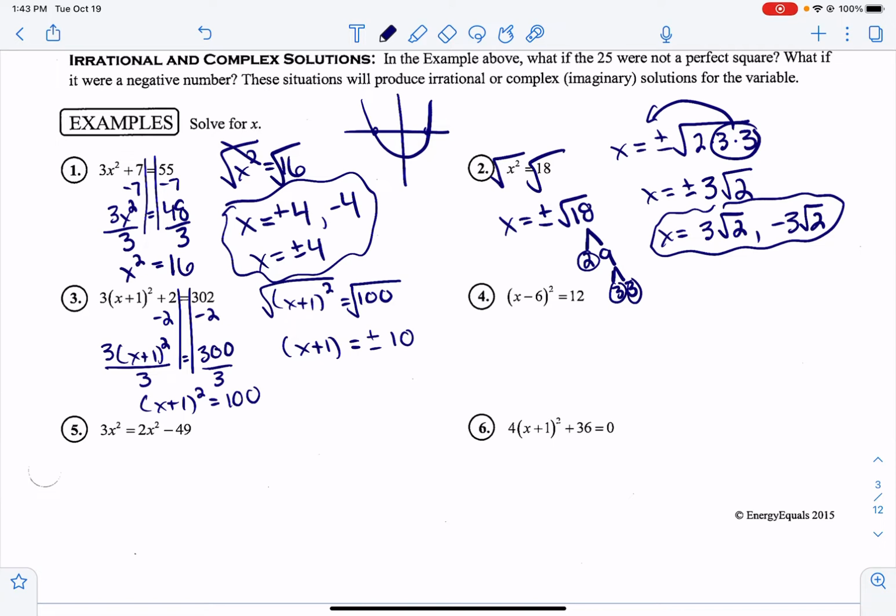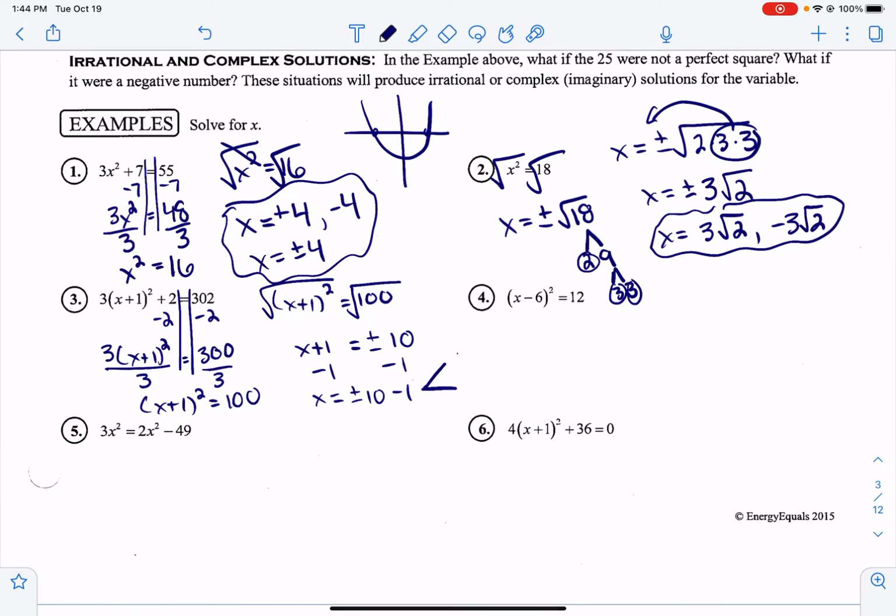I get 2 answers. But unlike the other problems, look over here on the left. I still have a number with my x. It's not alone yet. So now, to get it alone, I have to minus 1 from both sides. So I get x equals a plus minus 10 minus 1. Now, my 2 answers, one of them, the 10 is positive, one of them, the 10 is negative. So if I rewrite this as a positive 10 minus 1 and a negative 10 minus 1, I get my 2 answers. This is a 9, and this one's a negative 11.